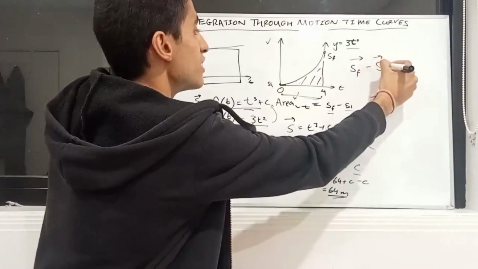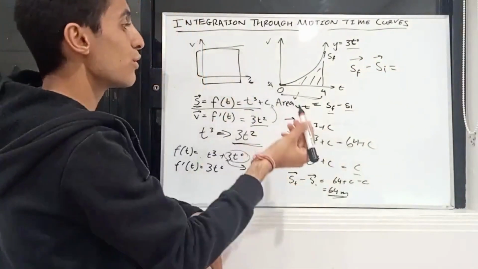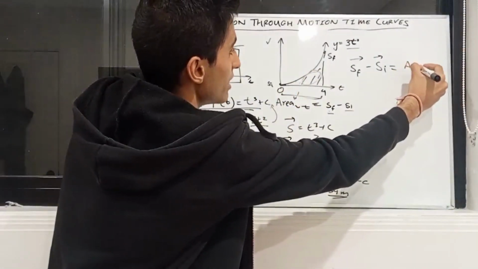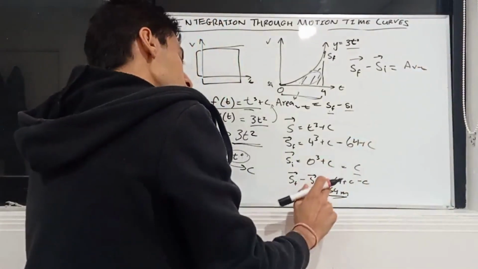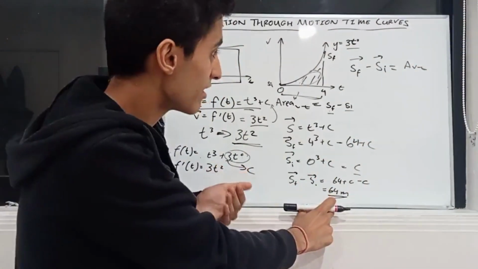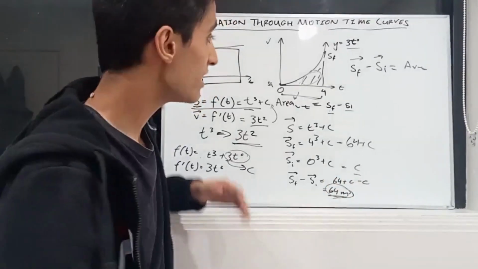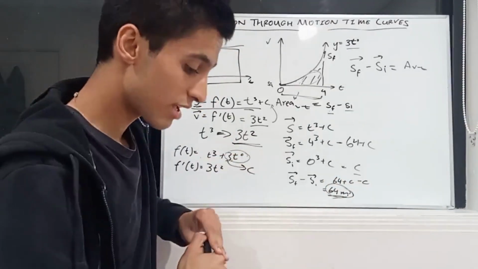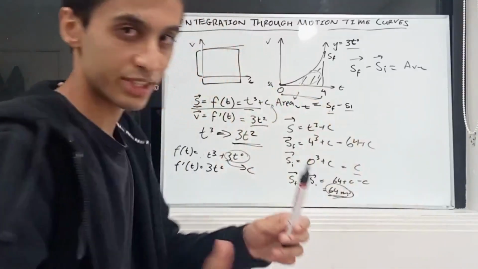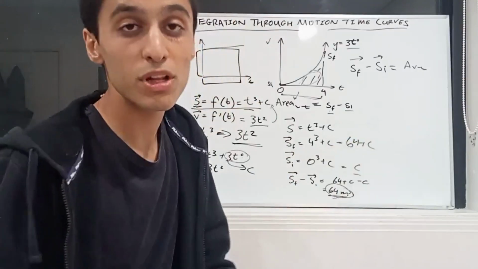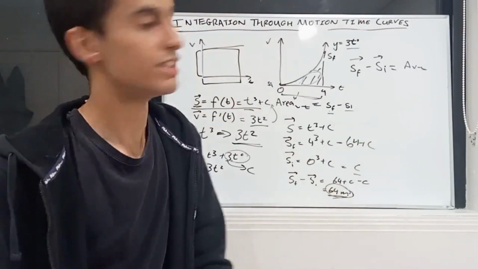this change in displacement is also the area underneath the curve. So area underneath the VT curve. So we found the area underneath the velocity time curve, and that is 64 meters. And this is how integration works. And now I will explain this using the mathematical symbols and the formula or the notation of integration.